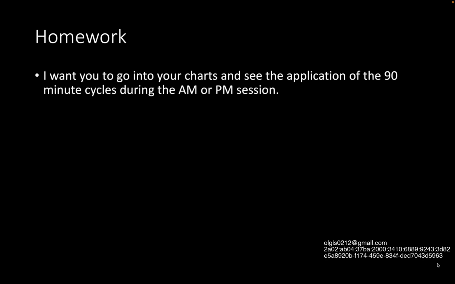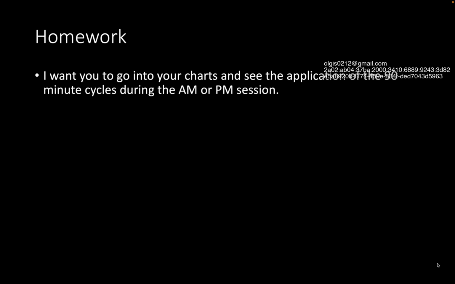I want you to go into your own charts and see the application of the 90-minute cycles and the logic I shared with you during the AM or PM session. If you want to apply the logic shared to the London session, I will share with you now how you can do so. What you can do is divide the 90-minute cycles by 3. What you then get is, for 1 90-minute cycle, you get 3 30-minute cycles.